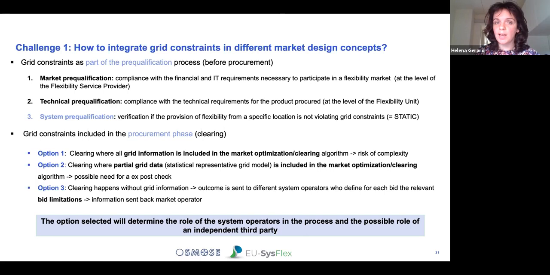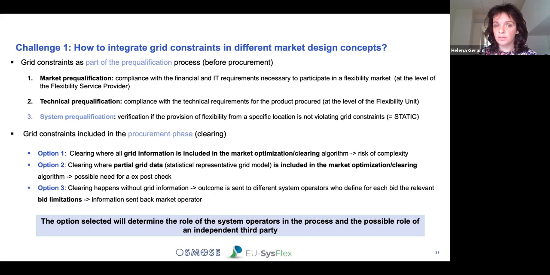Therefore, we looked at options, how to include grid constraints in the procurement phase. And there, the main element is not anymore when do you need to include grid constraints, but more how do you do that? And in particular, what type of grid information is necessary or feasible to include in your market optimization. And there you see we have developed three options within EU-SysFlex: options where all grid information is included in the market optimization, options where we only do partial grid data, but then there might be the need for some iteration to check whether it was sufficient, or the third option where you actually would do a market clearing without any grid information. And then post clearing, there is a kind of check done by the system operators.